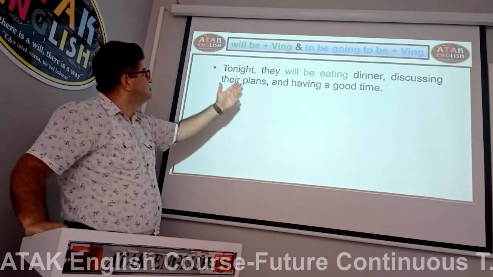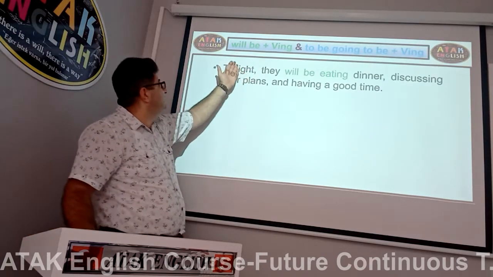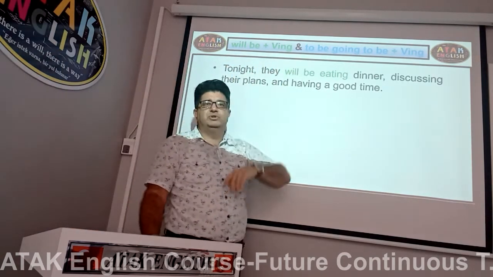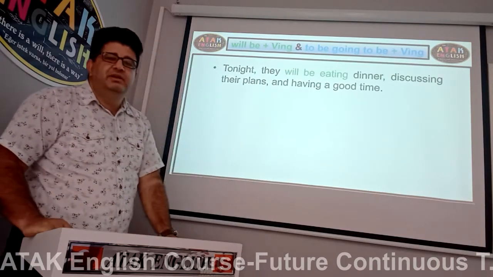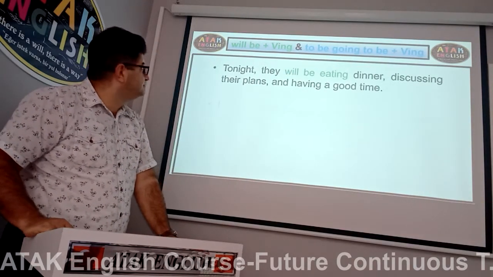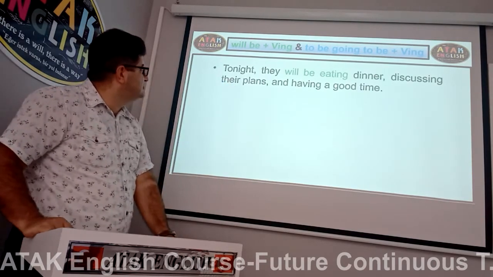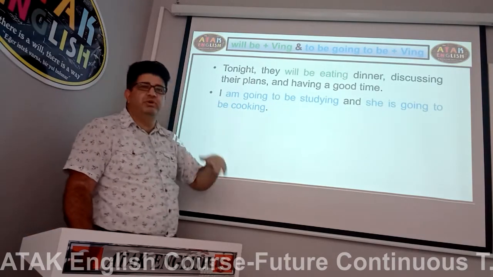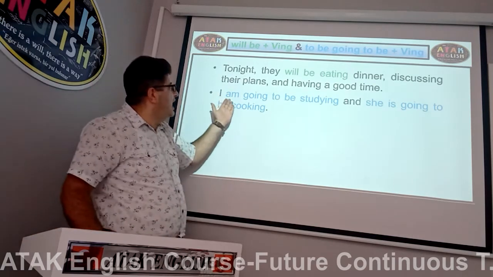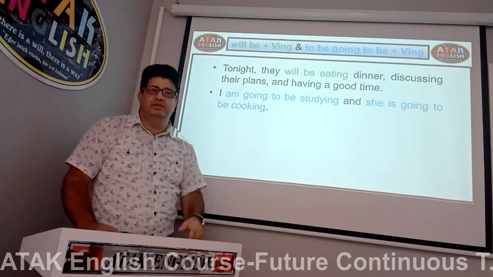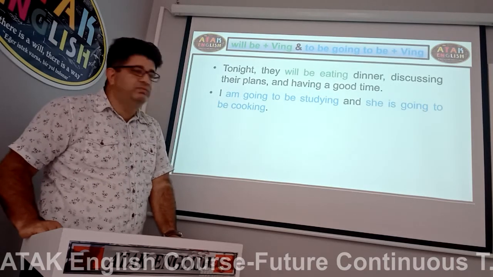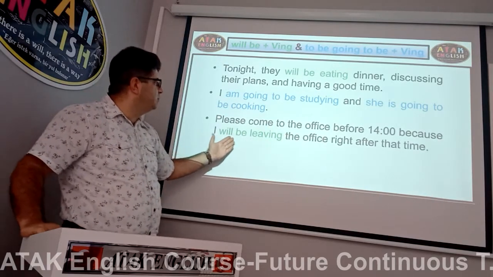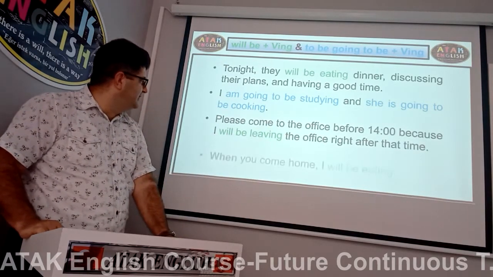Okay, we mentioned at the very beginning of this class that instead of will be verb-ing, I can use to be going to be verb-ing. The same structure. Tonight they will be eating dinner, discussing their plans and having a good time. I am going to be studying and she is going to be cooking. I can only say I will be studying and she will be cooking instead of to be going to verb-ing. Please come to the office before 1400 because I will be leaving the office right after that time.